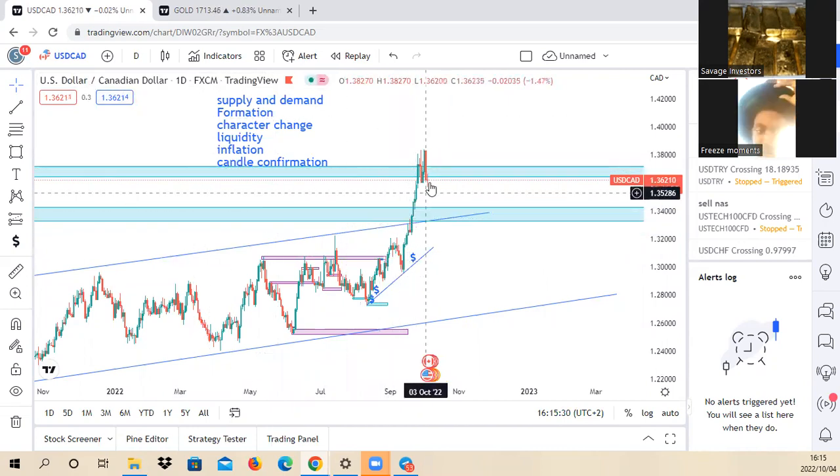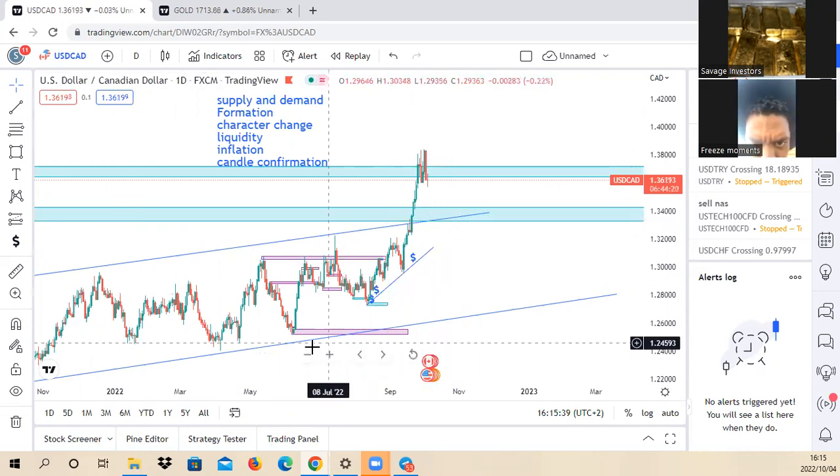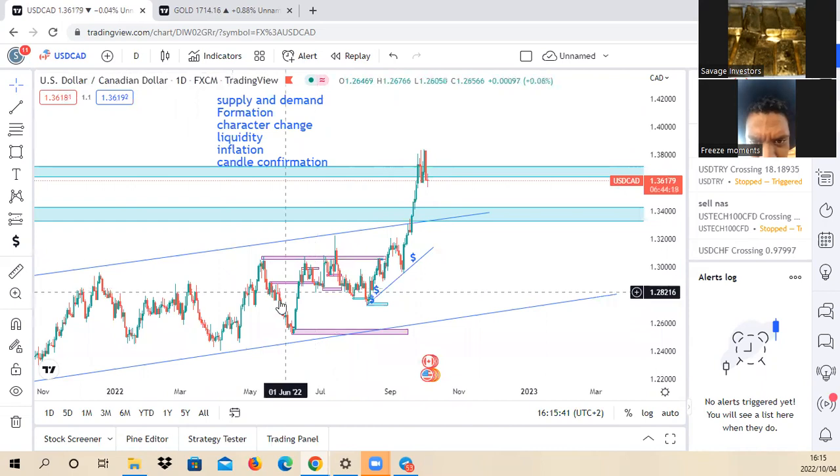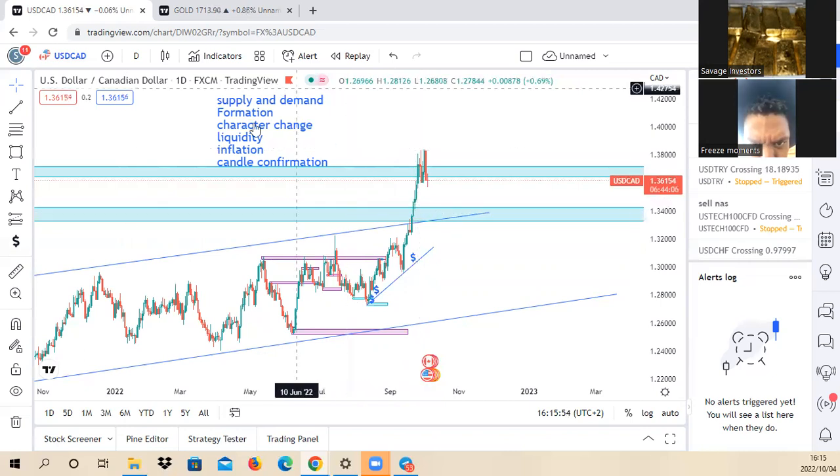On USD CAD, once it reached this boundary here, it broke out of this resistance, you see. So it lifted the support and started accumulating, and then it broke out of the resistance wedge that's up here. When that happens, it means that there's something being formed. So there's a formation that is currently being formed.